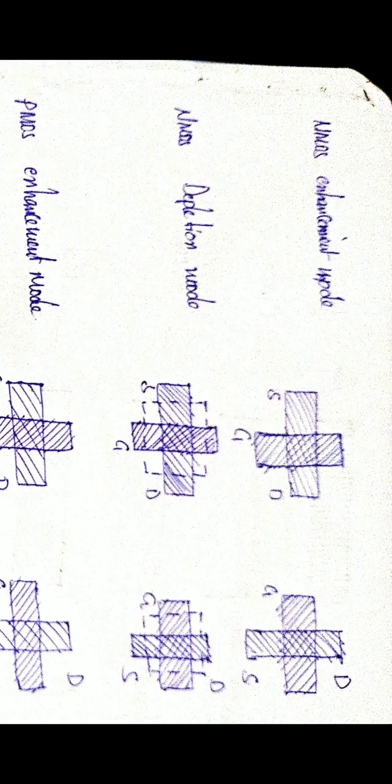So this is how we draw the NMOS enhancement. For an NMOS enhancement mode transistor, we require two layers: one is polysilicon and the other one is diffusion.